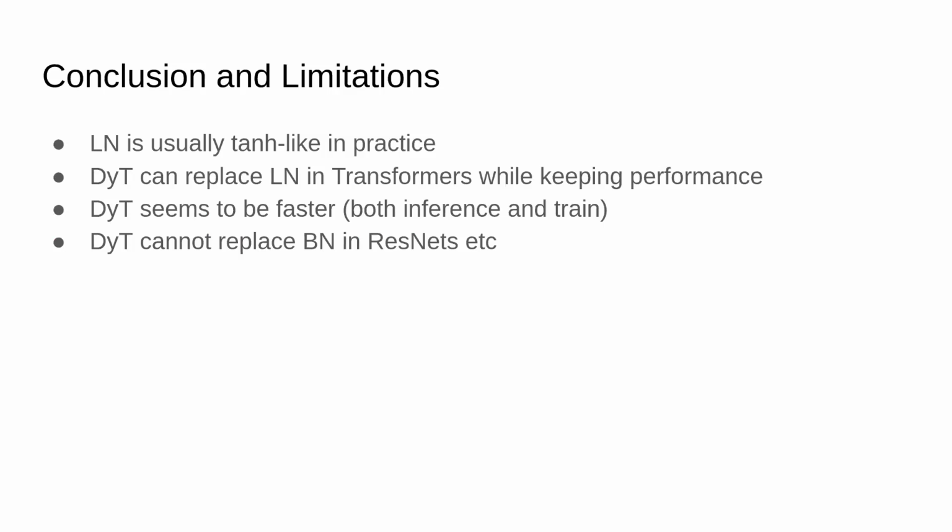I don't think they do any similar empirical study on what the shape is for a ResNet, for example. They don't do that. So I would guess that maybe in a transformer you have this S shape, but in a fundamentally different, non-transformer architecture, you get a different or different enough shape that this does not work anymore.